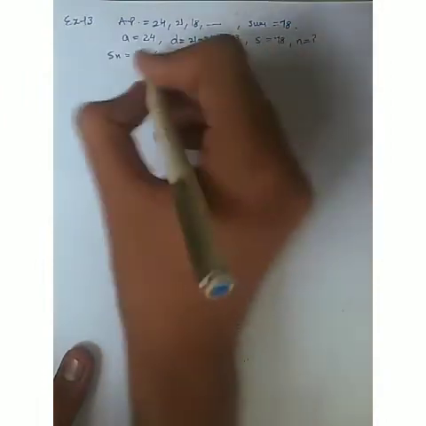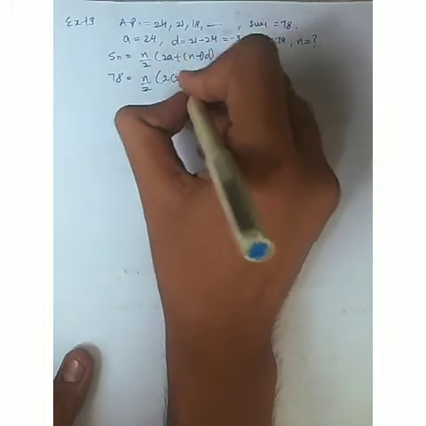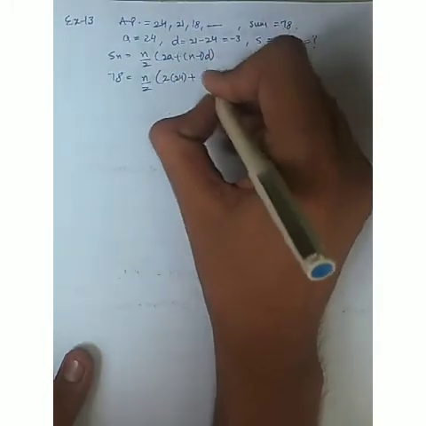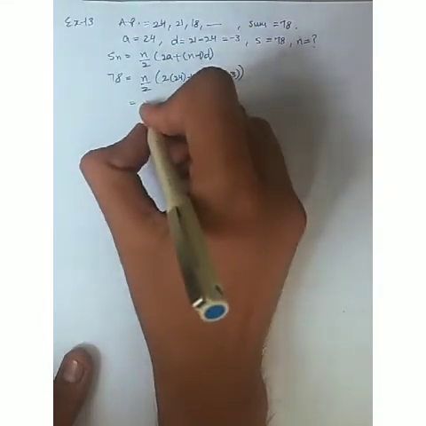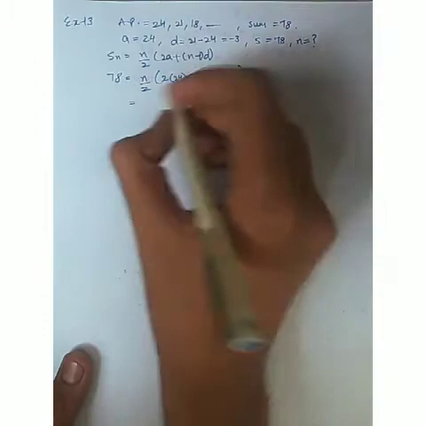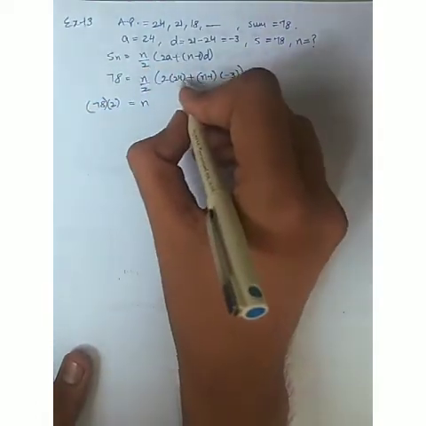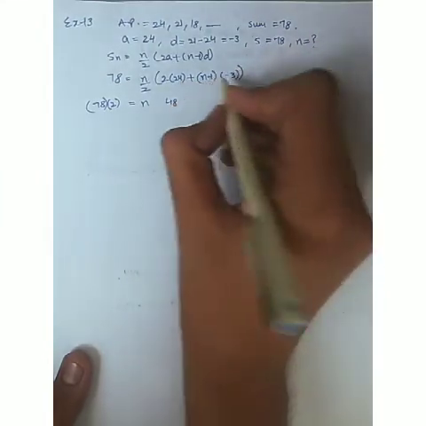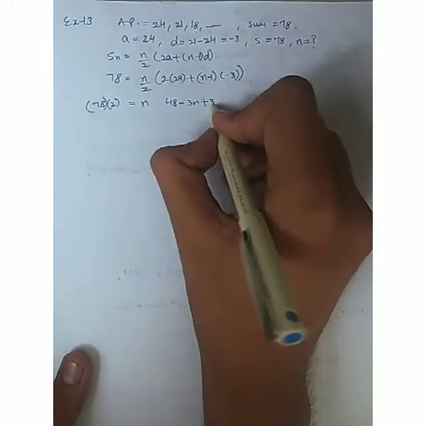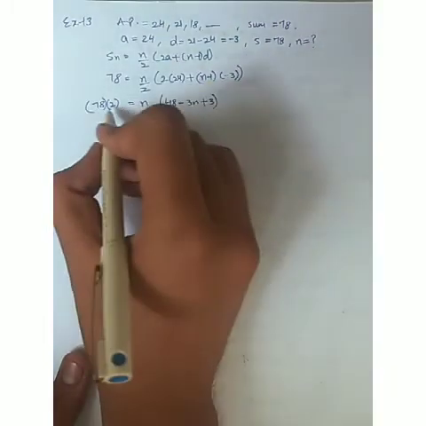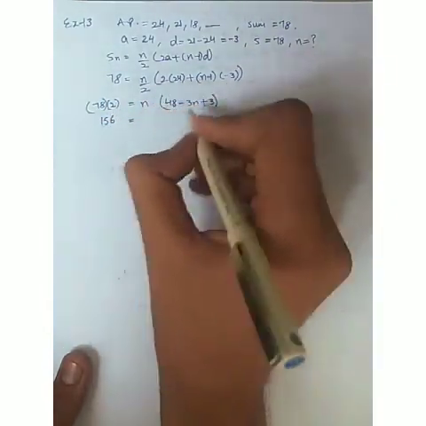Now Sn is given, of course, 78. n is not given, n upon 2. A is given, so 2 will be multiplied by 24. Plus n minus 1, n is again not given, and d will be our minus 3. Now solve this stepwise. 2 will be multiplied by 78, and we'll write it like this: 78 multiplied by 2. And 24 2s are 48. Now minus 3 multiplied by n gives minus 3n, and minus 3 multiplied by minus 1 gives plus 3. 78 multiplied by 2, 2 8s are 16, 6 1, 2 7s are 14, 156 is equal to n.